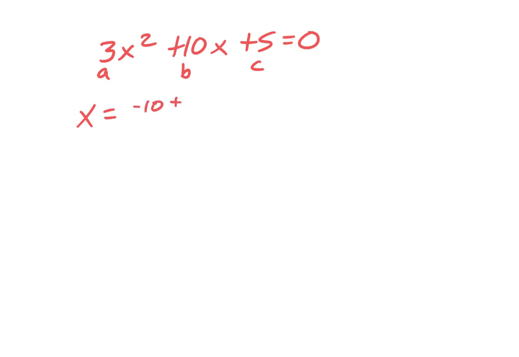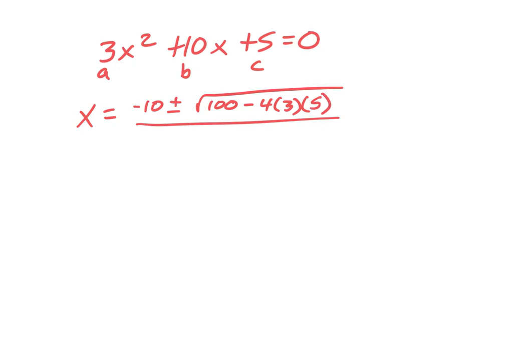All right, so let's plug this into the formula. x equals the opposite of 10, plus or minus the square root of 10 squared, which is 100, minus 4 times 3 times 5, all over 2x. Oh, I should do a, shouldn't I? Yep. Why did I write a? I don't know why I wrote a. 2 times 3.